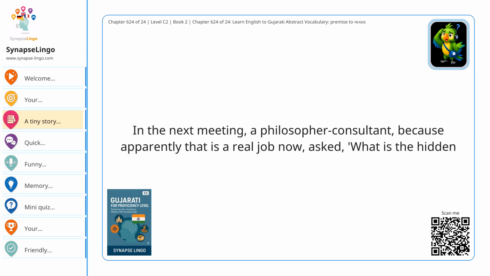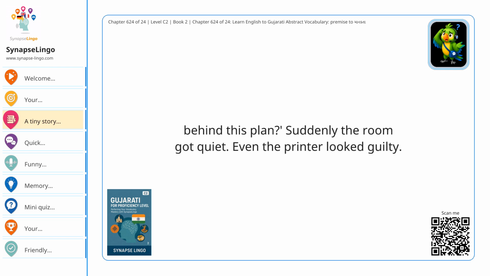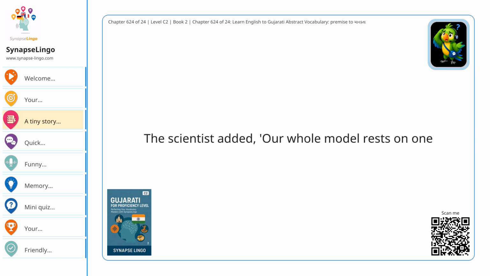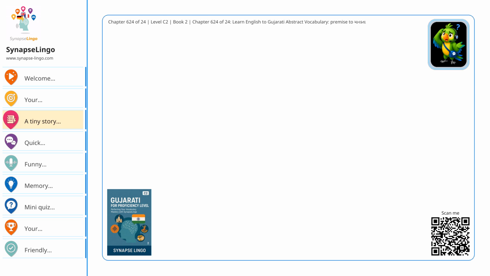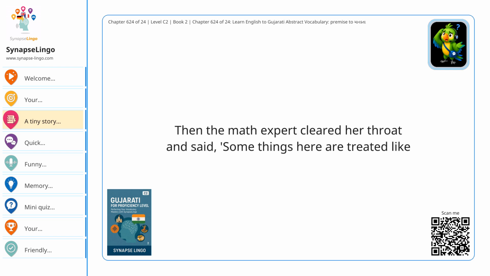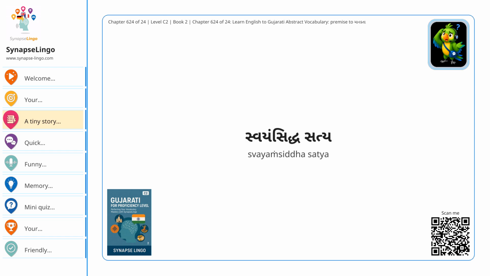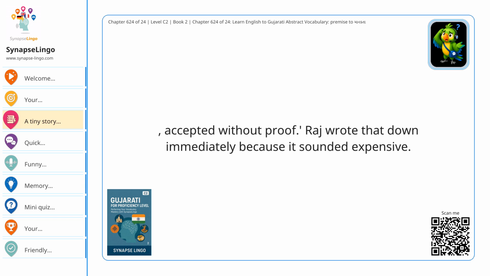In the next meeting, a philosopher consultant, because apparently that is a real job now, asked, "What is the hidden પૂર્વધારણા behind this plan?" Suddenly the room got quiet. Even the printer looked guilty. The scientist added, "Our whole model rests on one પૂર્વધારણા." Almost like a postulate. Then the math expert cleared her throat and said, "Some things here are treated like સ્વયં સિદ્ધ સત્ય, accepted without proof." Raj wrote that down immediately because it sounded expensive.